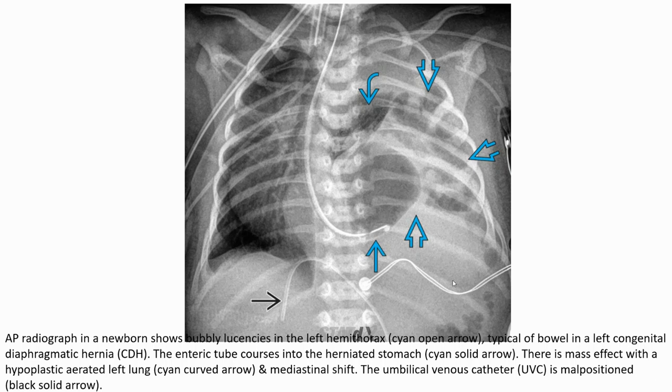Another case, AP radiograph in a newborn. So bubbly lucency in the left hemithorax also, typical of bowel in a left congenital diaphragmatic hernia. The enteric tube courses into the herniated stomach. There is mass effect with hypoplastic aeration of the left lung, and mediastinal shift. The umbilical venous catheter is malpositioned, like we see here.